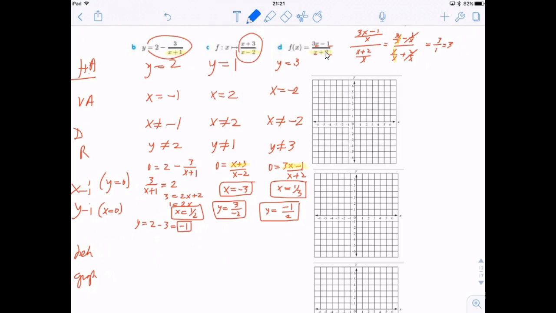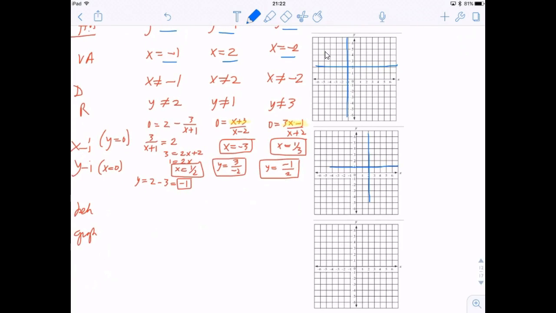All right. So, for example, for B, let's first draw our asymptotes. Our asymptotes are at y equals 2 and x equals negative 1. So y equals 2 would be that line. X equals negative 1 would be this line. Okay. What about C? For C, it would be y equals 1, x equals 2. For D, it's y equals 3 and x equals negative 2. So y equals 3, x equals negative 2. Okay.